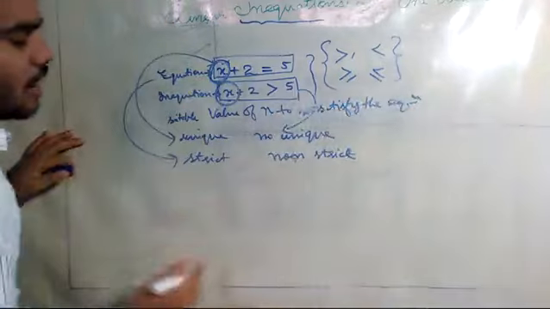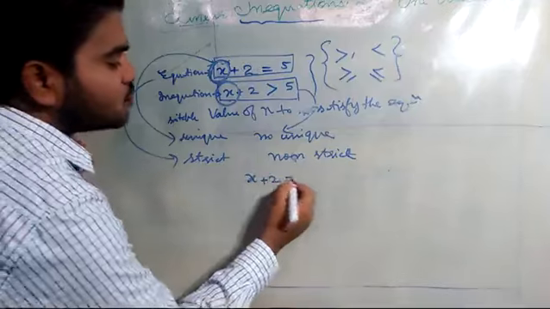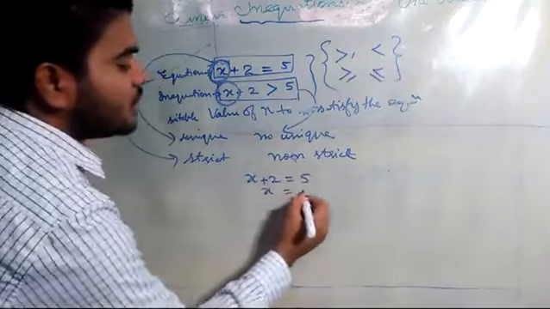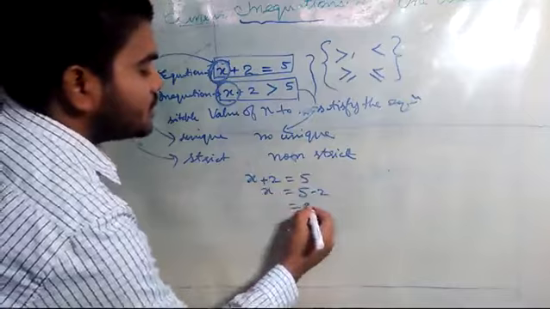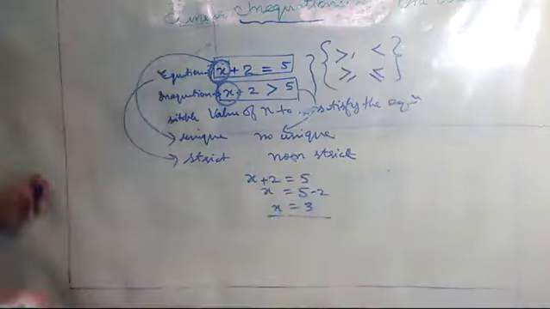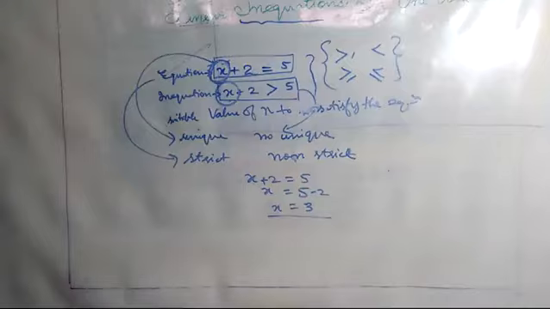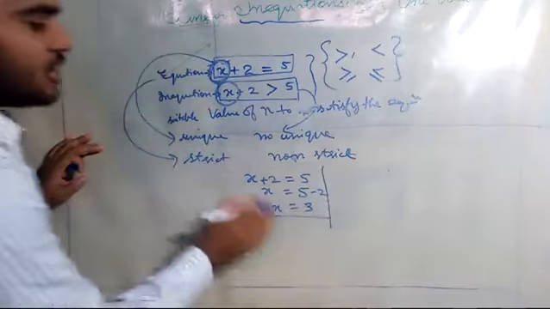For example, I have taken this. If I write x plus 2 equal to 5, then x will be equal to 5 minus 2, that is equal to 3. Here we got x is equal to 3. This is a fixed solution, a constant solution. You cannot get any other value other than 3 in this case. That is why it is called strict and unique.